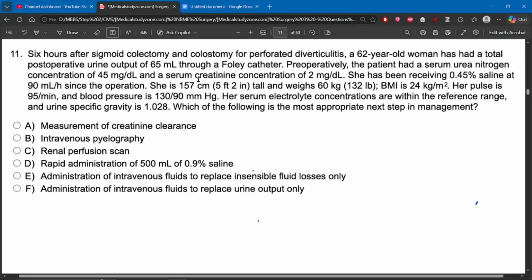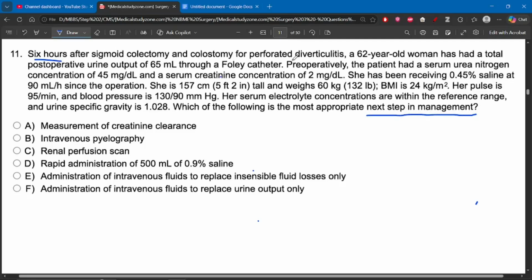Okay, so let's begin, and make sure to watch the previous two videos on this to understand the rest of the 10 questions, and we'll be continuing this form till the very end. So, which of the following is the most appropriate next step in management? This is a management question.